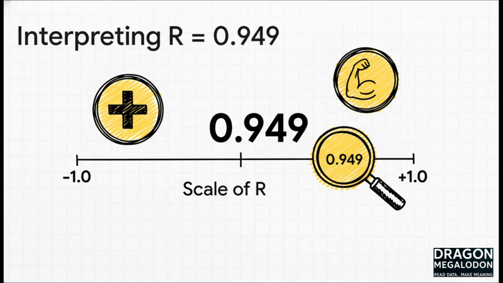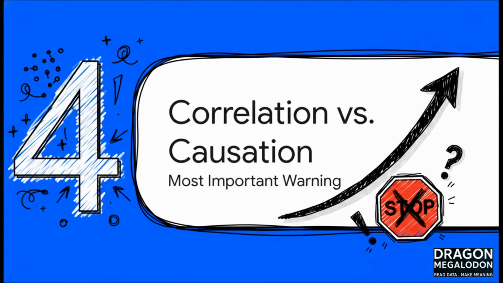First, it's positive. That means as blood pressure goes up, appointments tend to go up. Second, the number itself, 0.949, is super close to +1. So what's our conclusion? For this group of patients, there is a strong, positive correlation between their blood pressure and how many appointments they have. Wow, a strong correlation? That feels like a huge discovery, right?